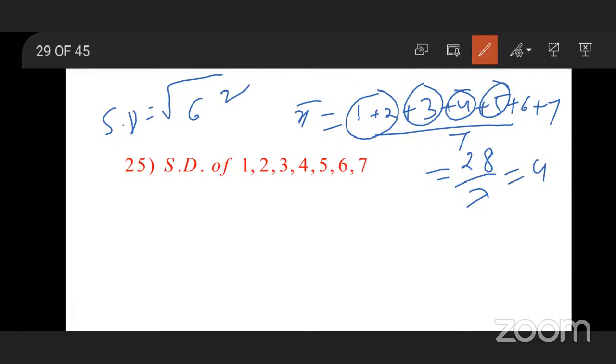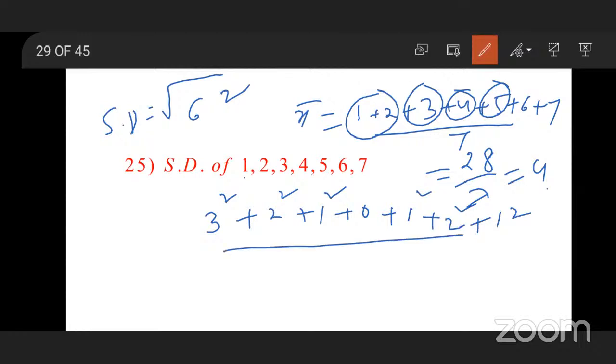What is the x bar value? 4. 4 minus 1 whole square, 3 square. 4 minus 2, 2 square. Next 4 minus 3, 1 square. 4 minus 4, 0 square. 4 minus 5, 1 square. Here 2 square plus 1 square. What is the number of items here? Number of items is 7 only. Again we get 28 by 7.